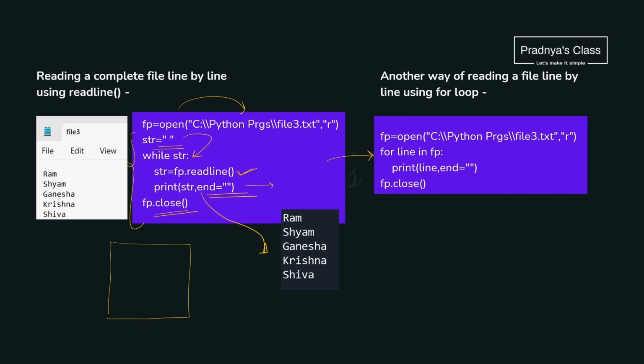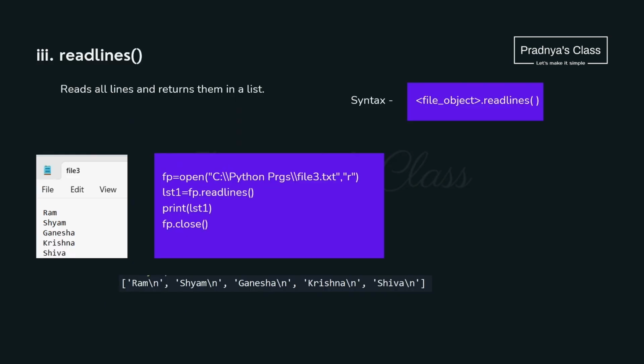Here is the another method. When we will open the file, we got the content. We are iterating over it and printing it using end parameter. That was all about readLine function.